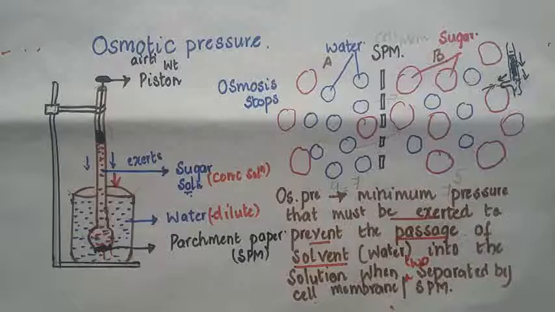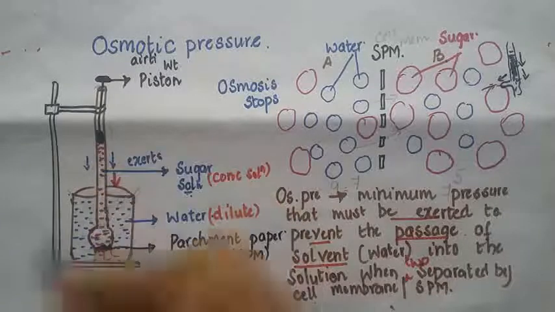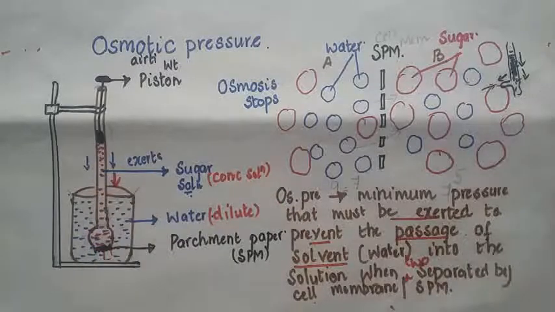So practically, osmosis occurs only for some period of time. After that it stops because of this pressure developed in the solution column, or in the water column collected in the xylem tissue.